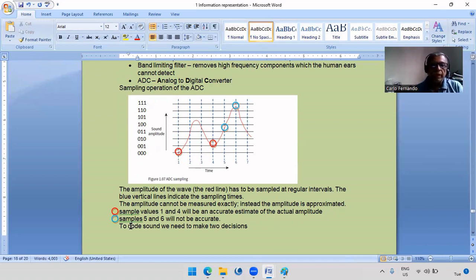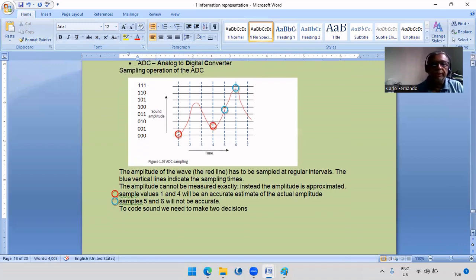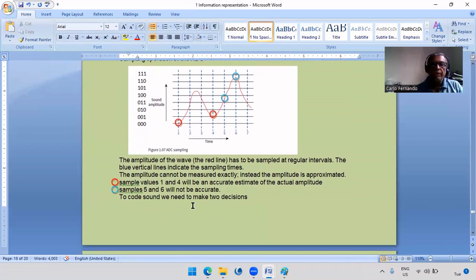But the blue one, the samples 5 and 6 will not be accurate. Why? This 5, is it 011 or 100? In between, no? This is touching the line in between. Even this is like that, not a correct exact line. So they are to be approximated. To code sound, we need to make two decisions.